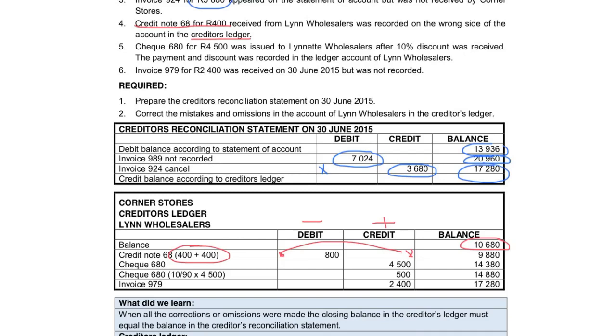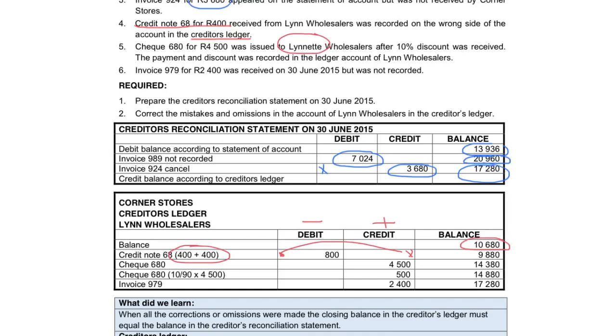If we look at number 5, check 680 for 4,500 was issued to Lynn Wholesalers after 10% discount was received. The payment and discount was recorded in the ledger account of Lynn Wholesalers. So Lynn Wholesalers recorded this. And we have to show now that it must be done in the books of Corner Stores. The check was issued to Lynette Wholesalers. So read very carefully to see what is the mistake in this entry. Check was issued to Lynette Wholesalers.